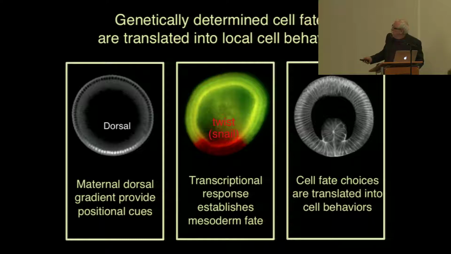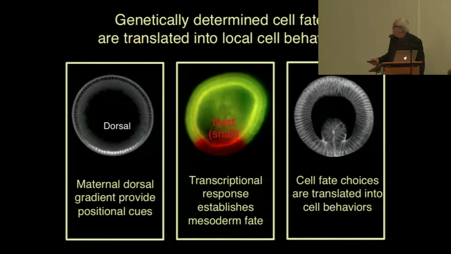So we've been able to now understand cell fate choices and the programming of cells in terms of transcriptional responses of specific genes. These cells become mesoderm because they express this transcription factor. These cells become ectoderm because they don't.